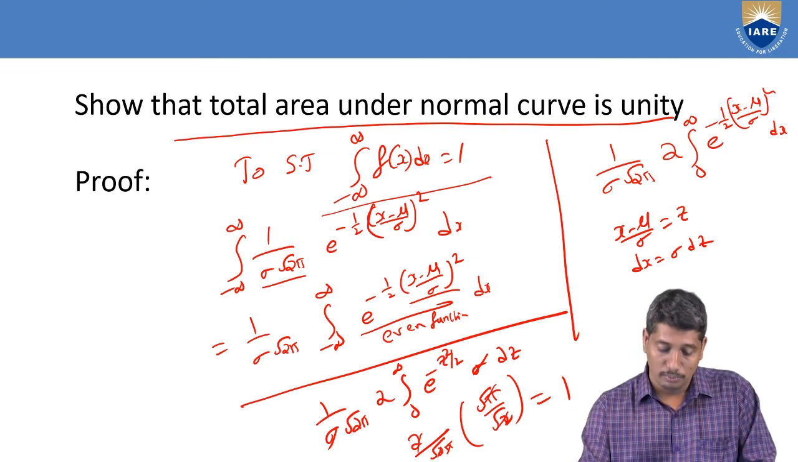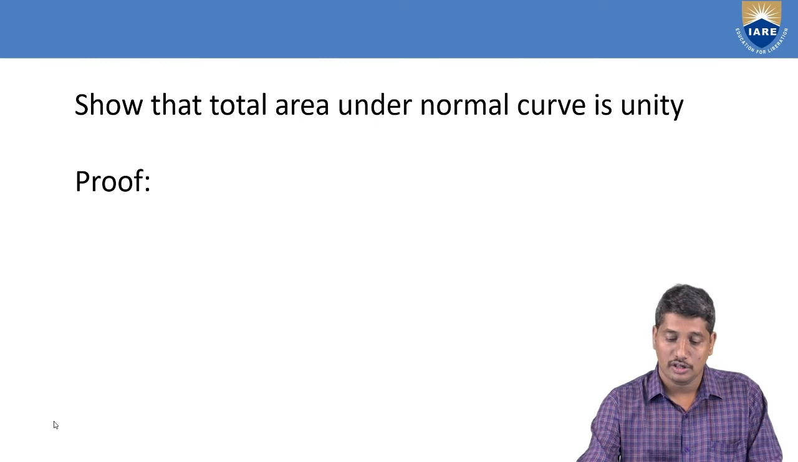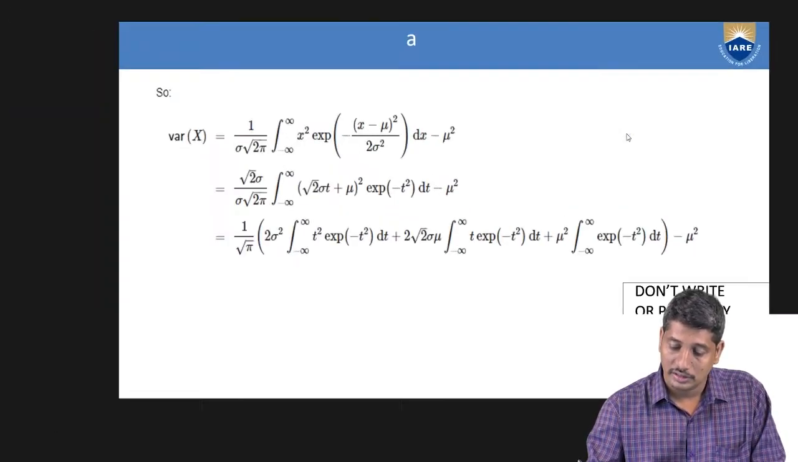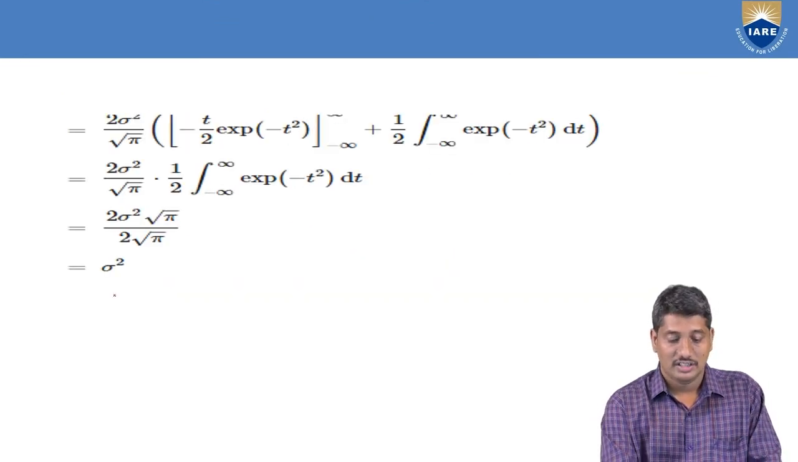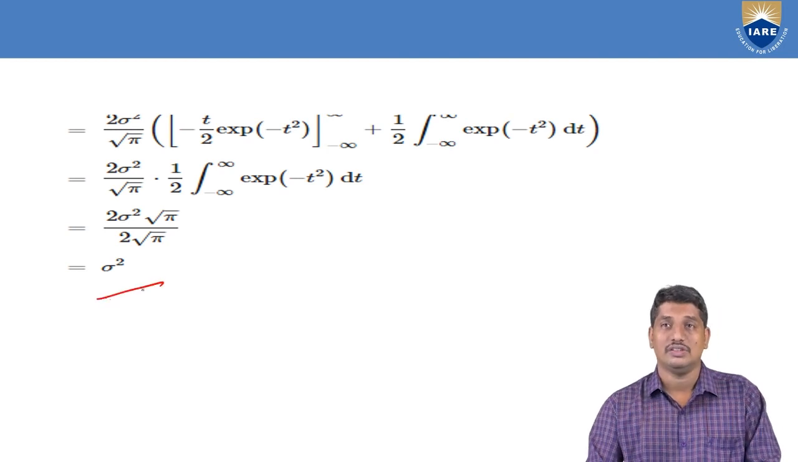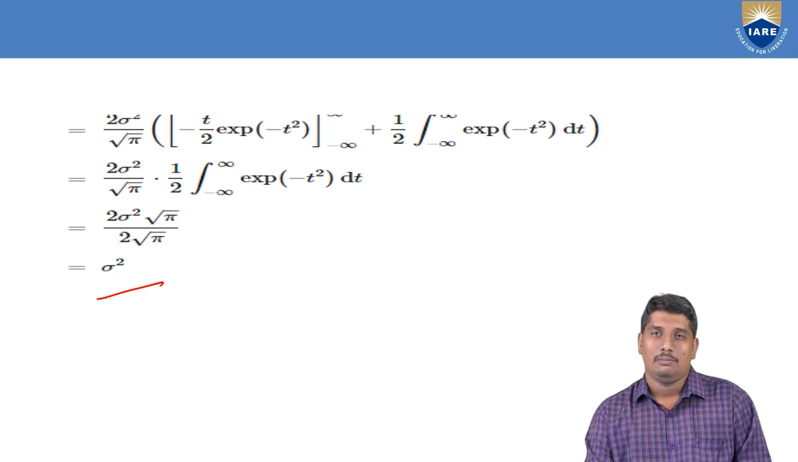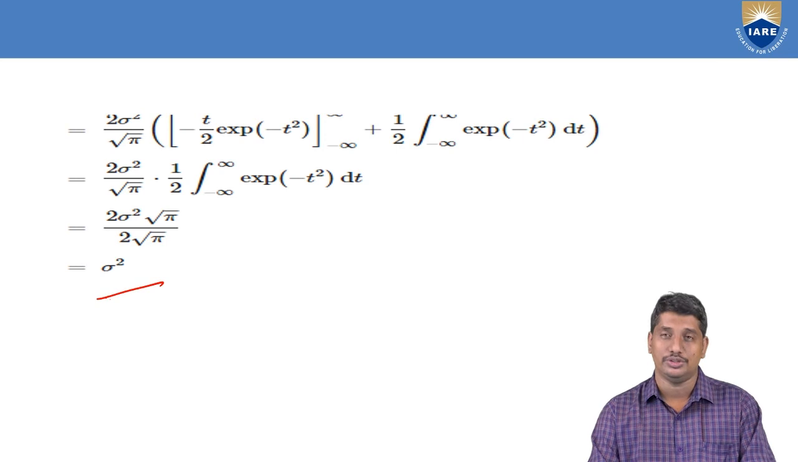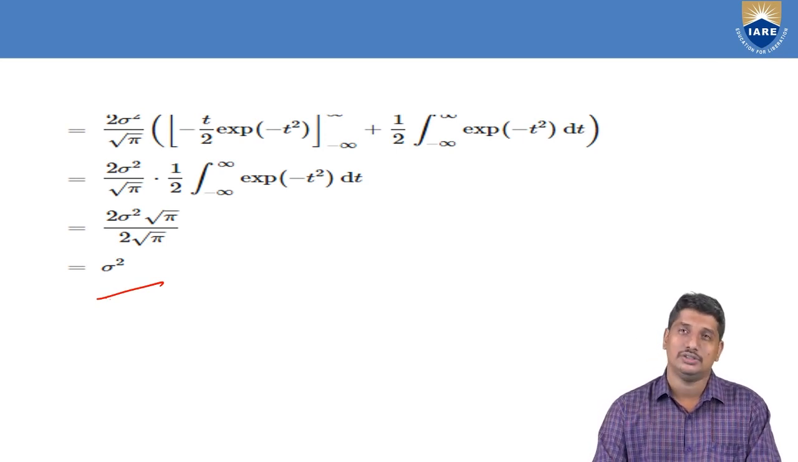In the same way, by using the same logic, you can also prove that the variance of the normal distribution is sigma square. With the same substitutions and the same gamma function formula, you can prove that the variance of the Gaussian distribution is sigma square. So these are important aspects of the Gaussian distribution, where we have discussed various properties.